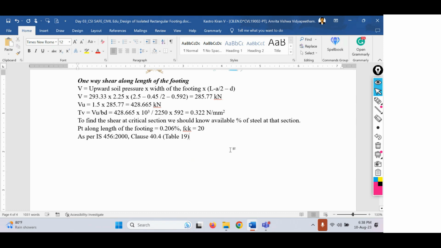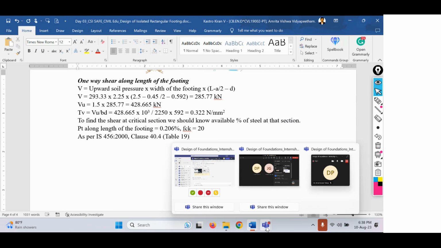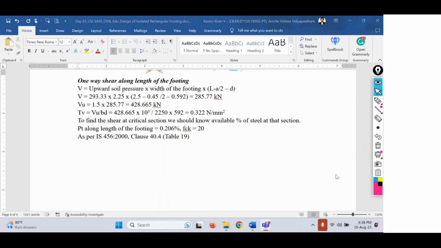So if you refer to this Table 19, just give me a second. I'll share the IS code with the table. Just a second, I'm stopping the screen sharing.